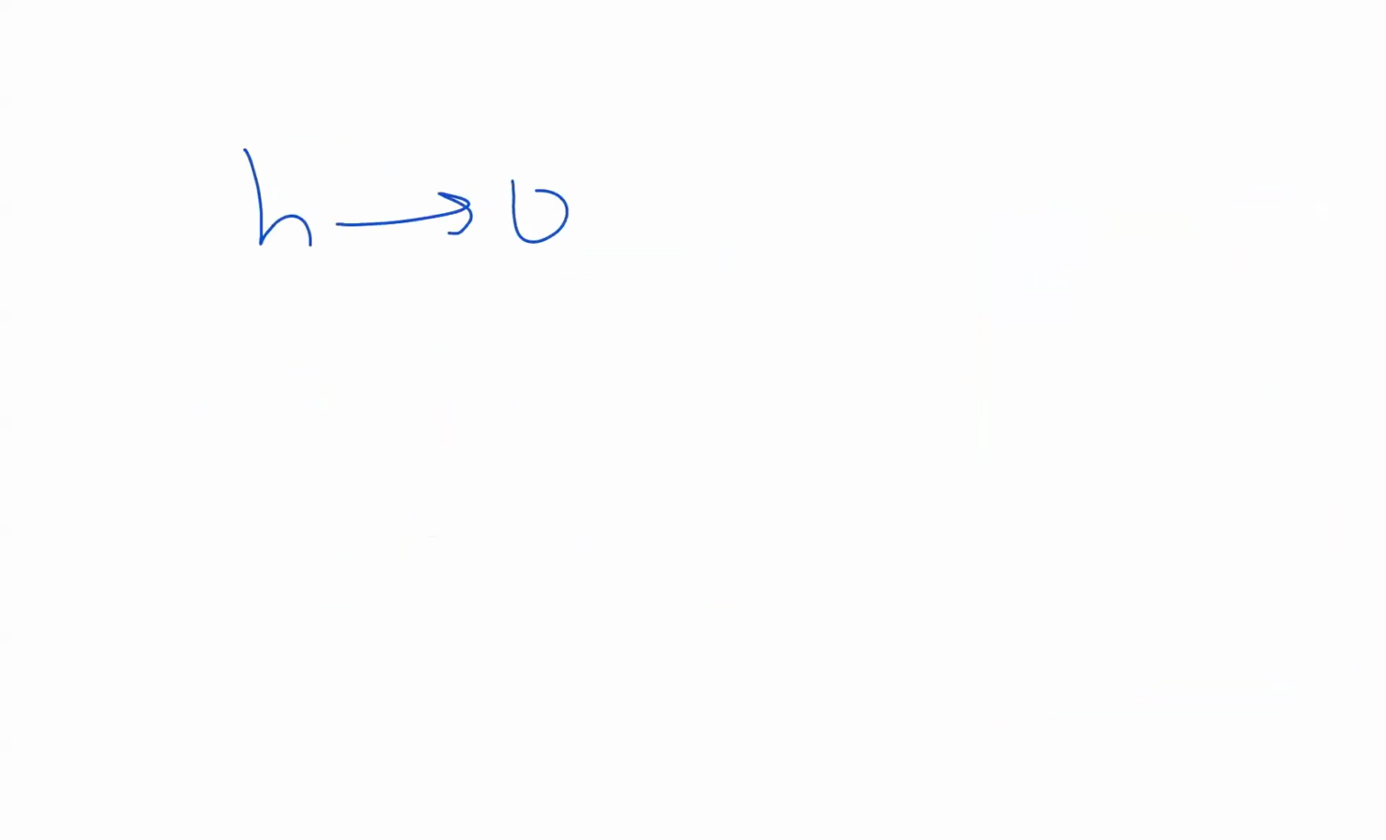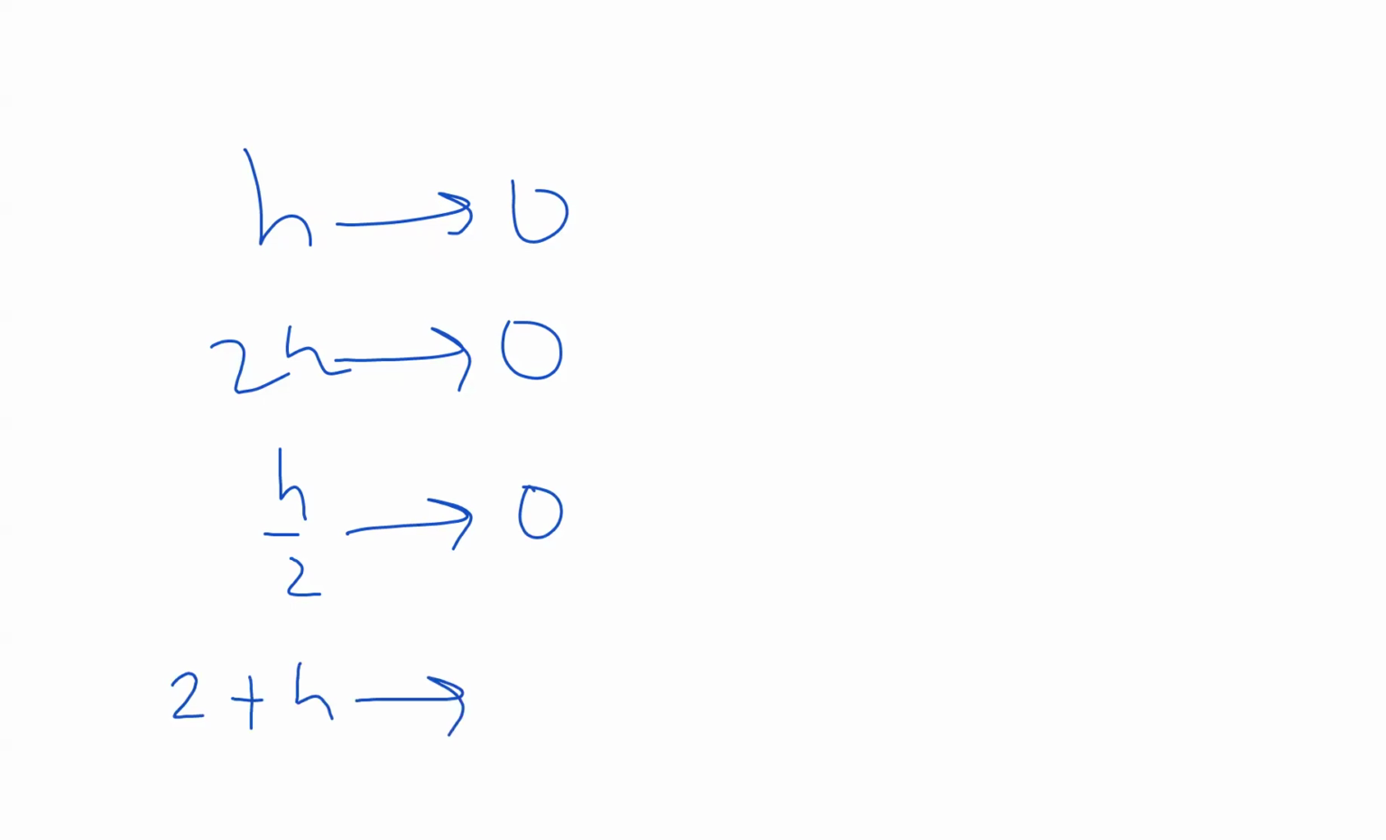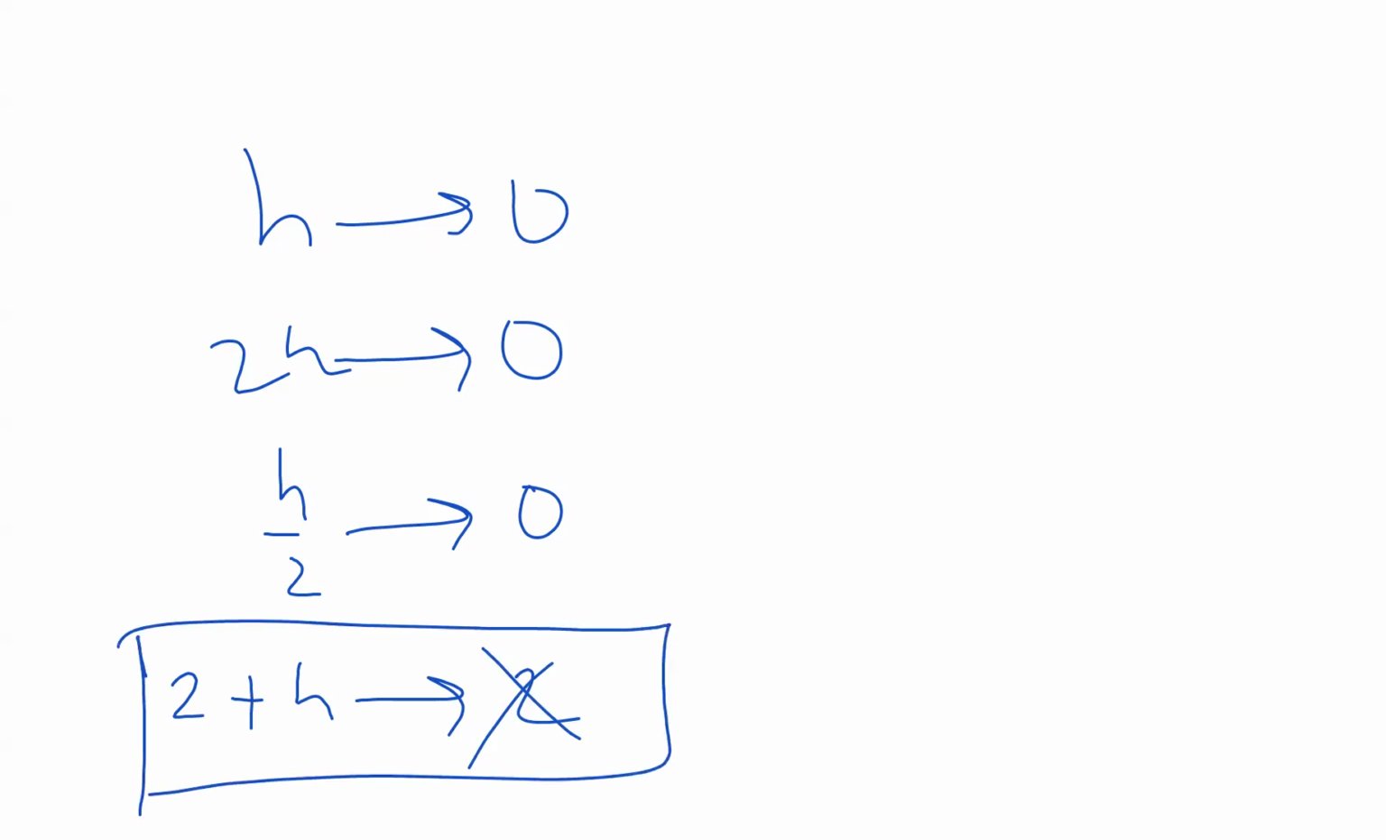H approaches 0. 2h will approach what? Randomly I'm asking this. H approaches 0, 2h approaches what? 0. H by 2 approaches what? 0, because 0 by 2 will be 0. 2 plus h will approach what? 2. So this won't be 0. So in this kind of situation, we cannot apply the formula. Whatever formula we have done, sin x upon x, tan x upon x, and this 3 formulae, it should be always 0.